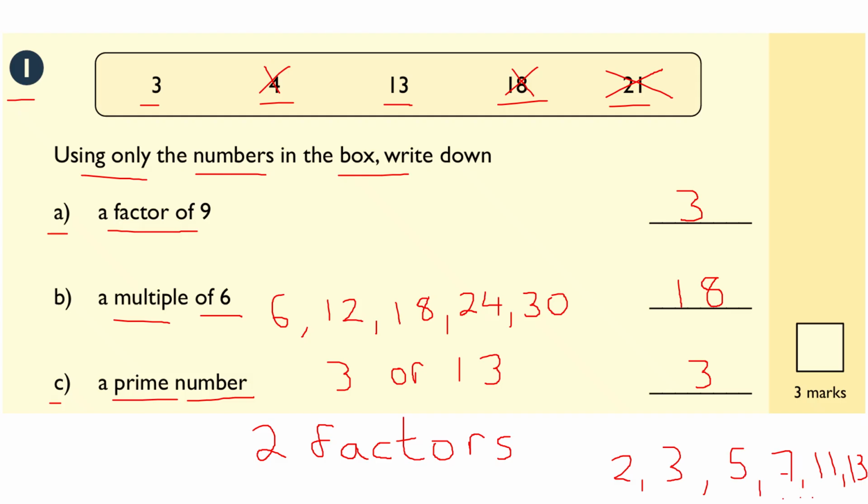So just a little recap: the factors of a number are the numbers that fit into that number cleanly with no remainder. A multiple is just the times tables of that number, and a prime number is a number that has 2 distinct factors, 1 and itself.